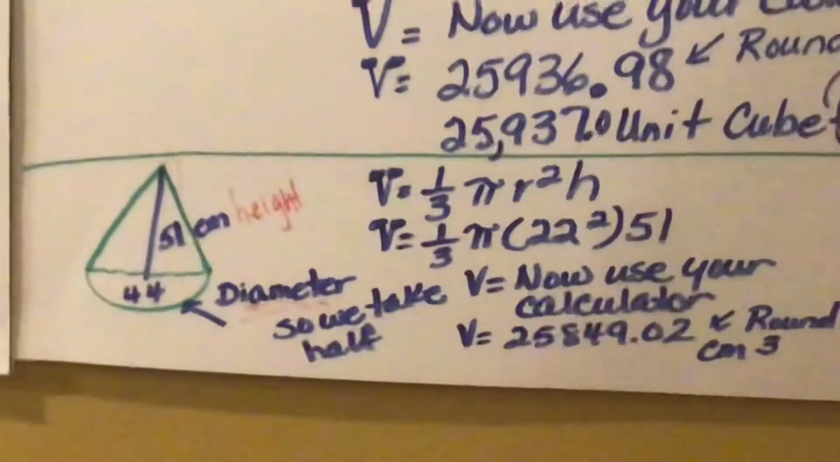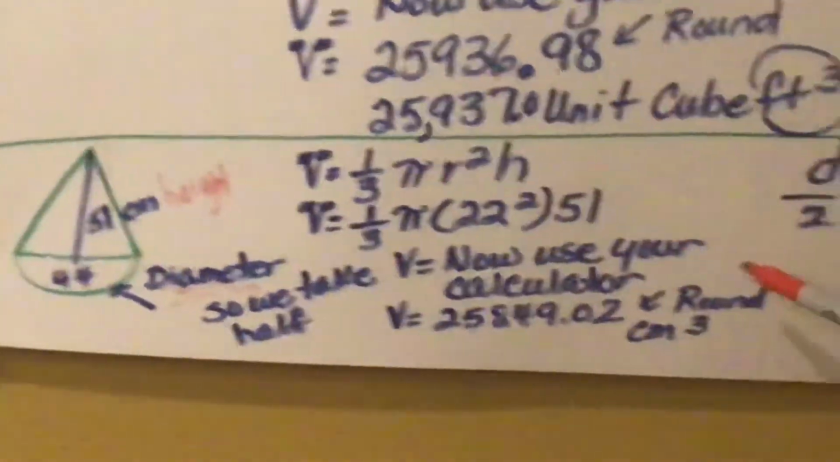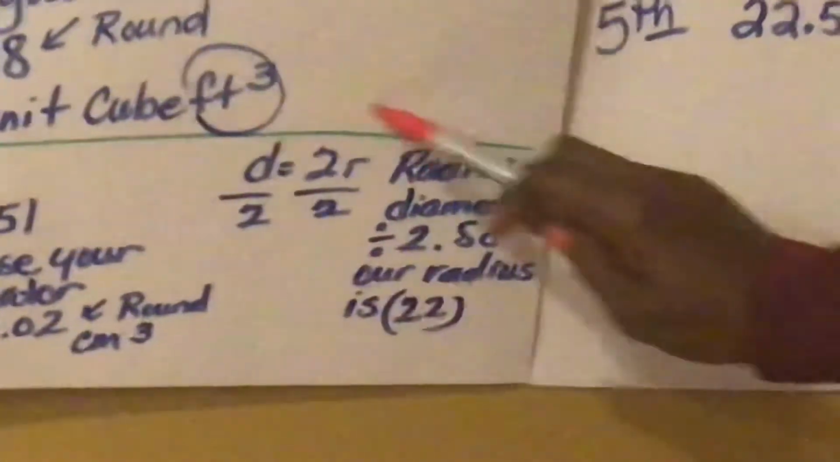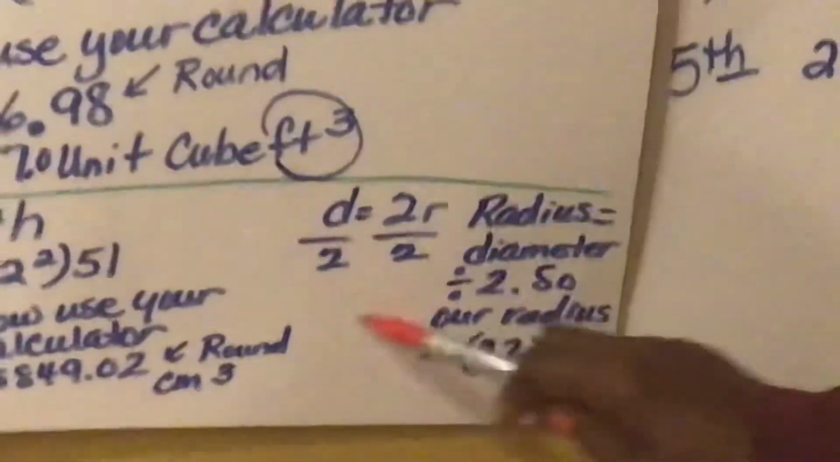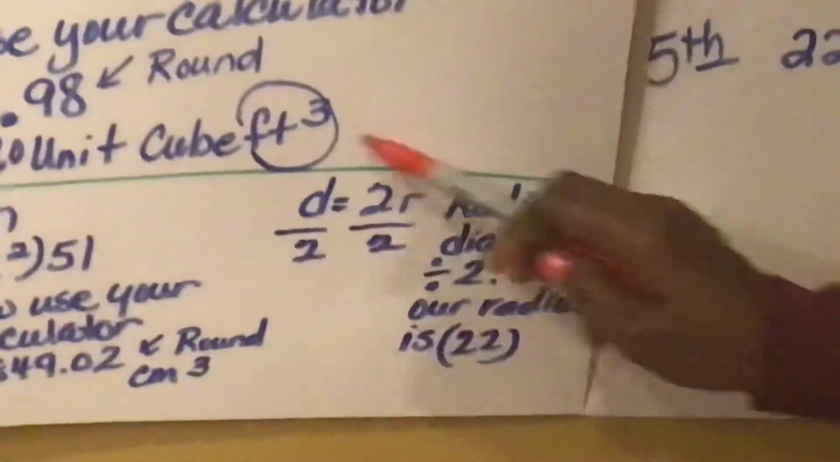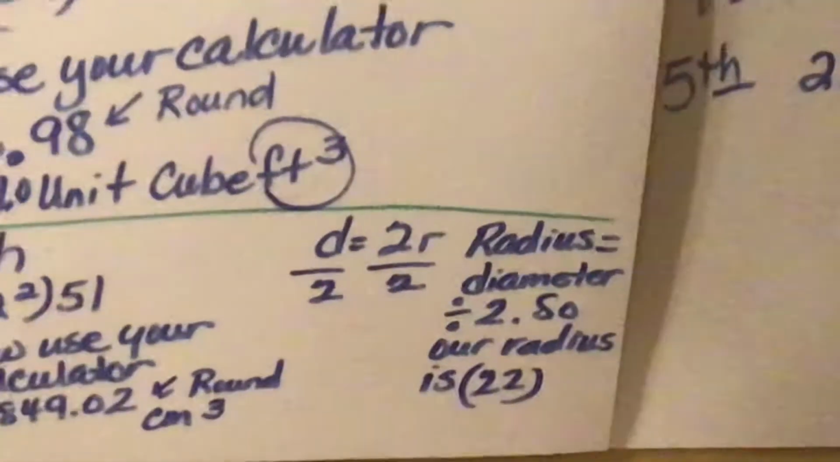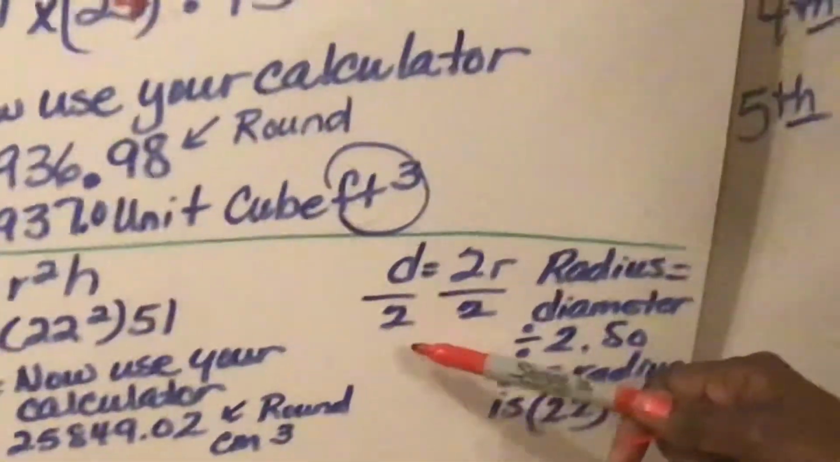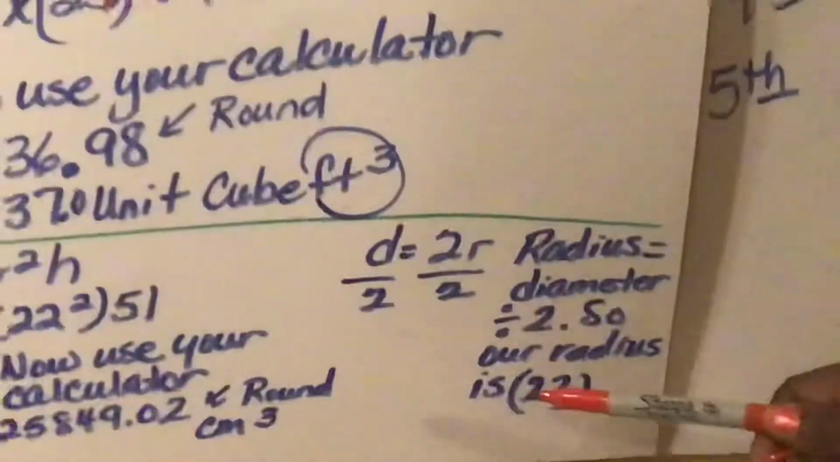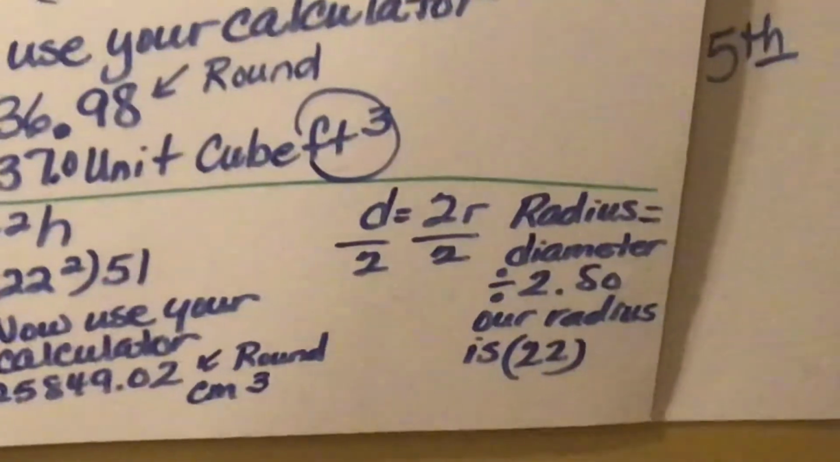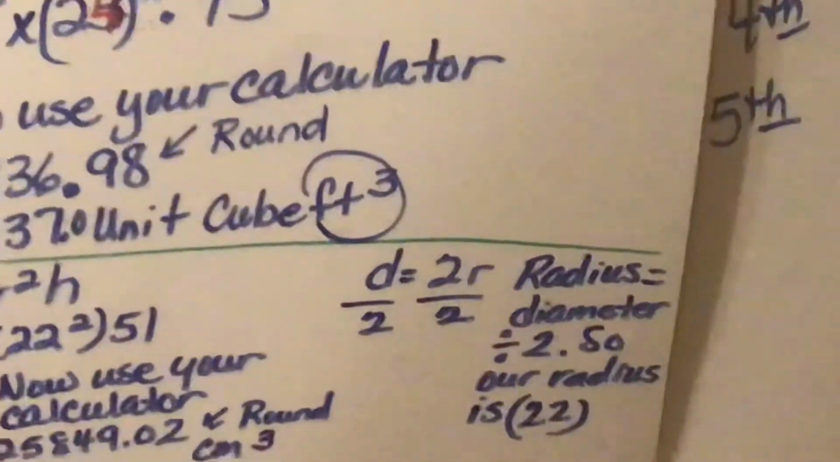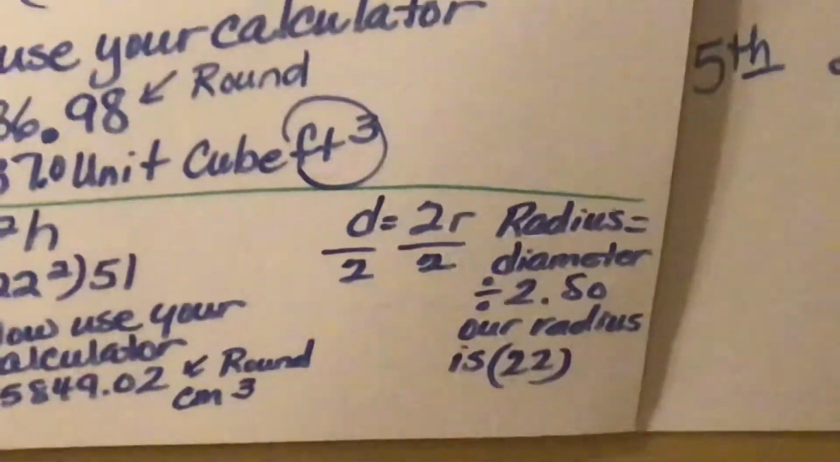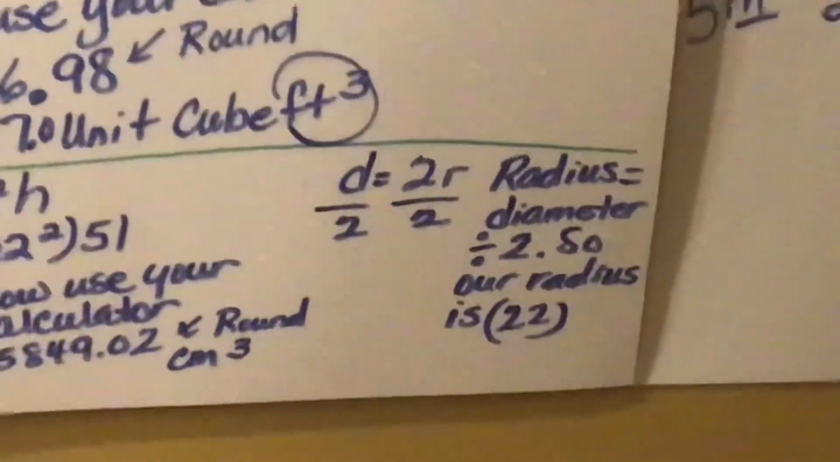That is the height. So we're going to still use the same formula, but we need to be able to explain the diameter. Explain the diameter for us, please. Diameter is the full measure of a distance, whereas radius is half the measure of a distance. Okay. So you would divide the diameter by 2.